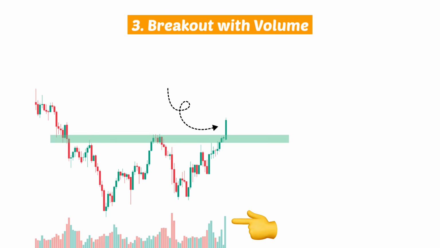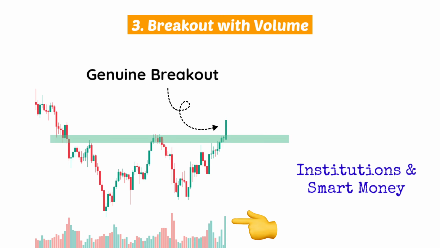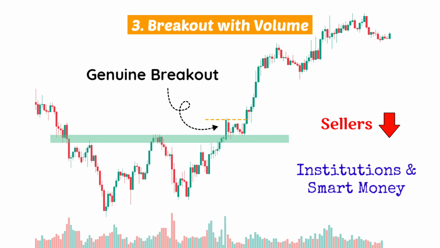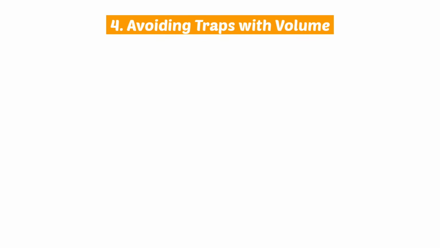This is generally considered a genuine breakout because the combination of a strong breakout candle and high volume suggests that buying pressure has increased significantly and institutions or smart money may be participating. As a result, sellers become weaker, increasing the chances of a successful breakout. In this situation, you can either enter immediately after the breakout candle closes or wait for a small retest before planning your buy trade.